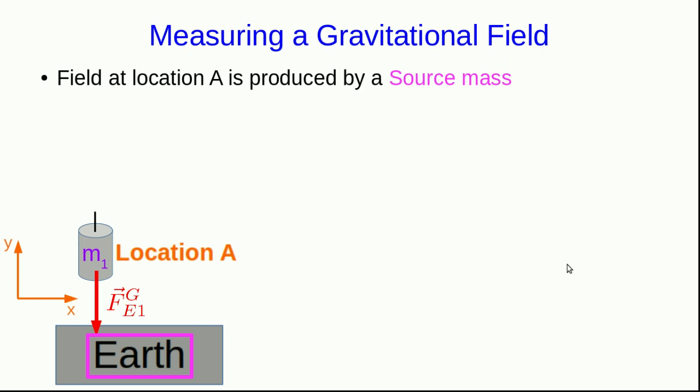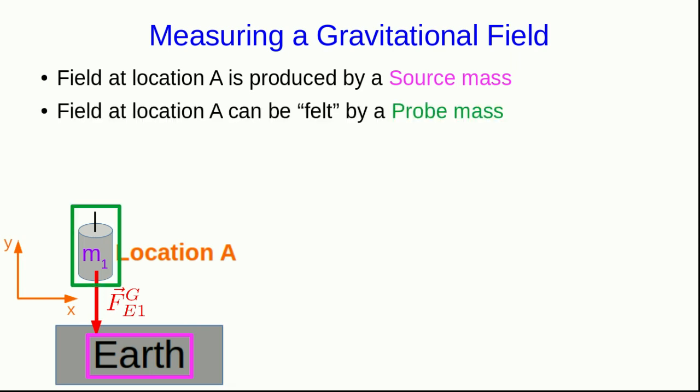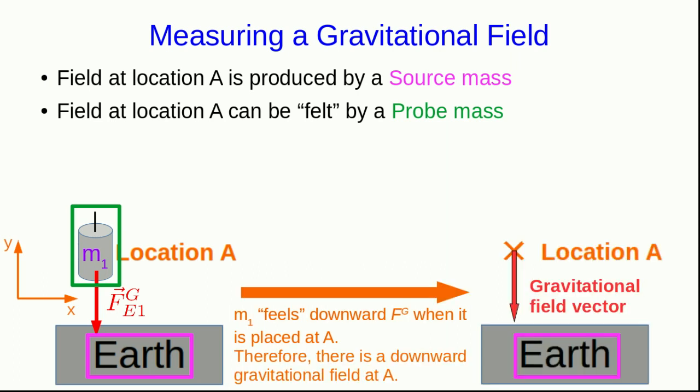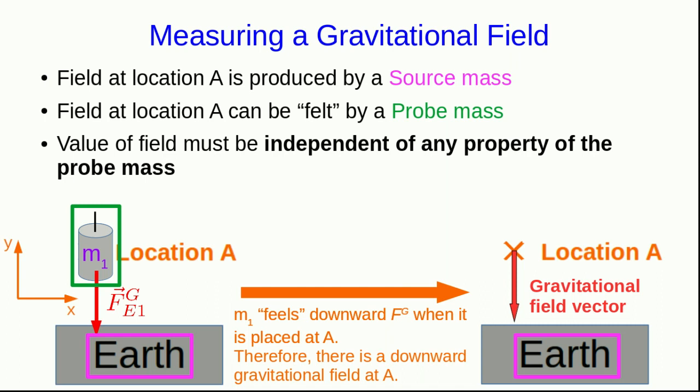This is the key idea of an interaction field. The field at any location is produced by some source. So in the case of a gravitational field, it's produced by a source mass. The field can be felt by a probe, in the sense that any probe that we place at a location will feel a force which is exerted by the field. So the fact that m1 is feeling a downward gravitational force when it's at A tells us that there's a downward gravitational field vector at A. But the value of the field itself must be independent of any property of the probe that we use to measure it.